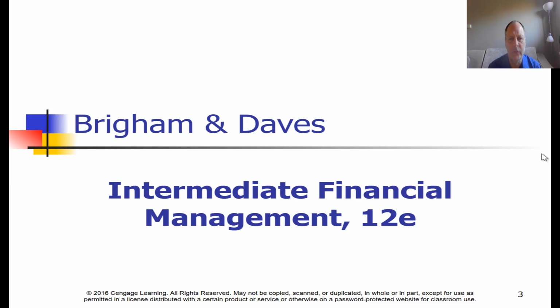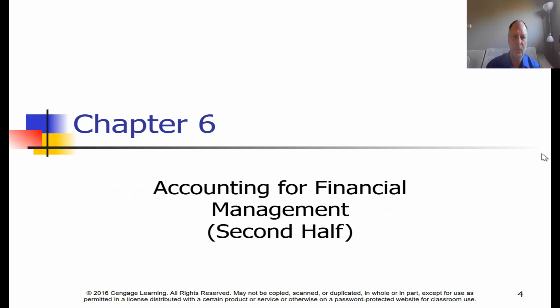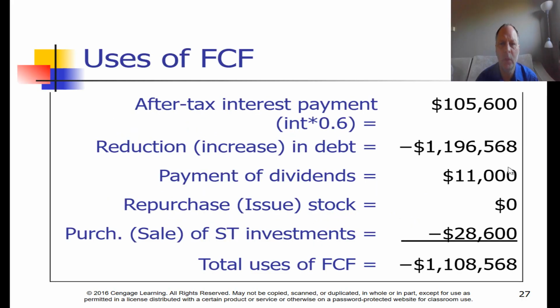For this course, we will use the excellent text Intermediate Financial Management by Brigham and Davis. And in this lecture, we will cover the second half of Chapter 6 on accounting for financial management. Continuing from where we left off in the first half of this chapter, we will look at how the firm uses its free cash flow.